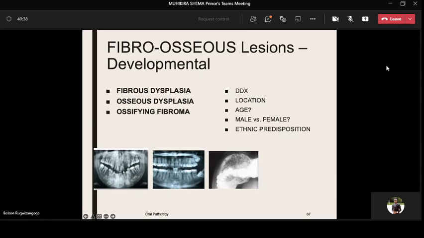So this is how it will appear, but on the radiology you will not be able to distinguish the fibrous dysplasia and the ossifying fibroma. And it is important to know the final diagnosis, because the treatment options and the risk for recurrence and the prognosis will differ between both diagnoses.